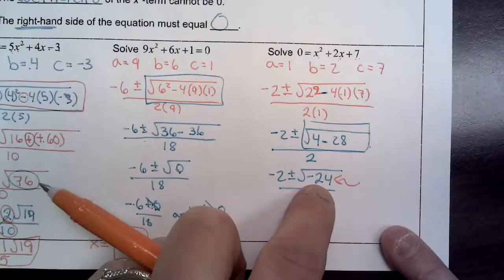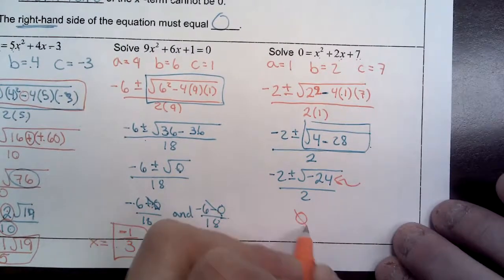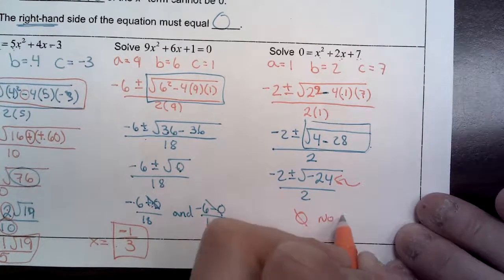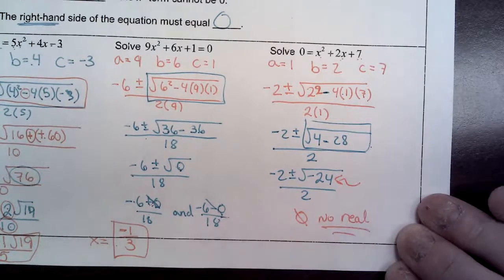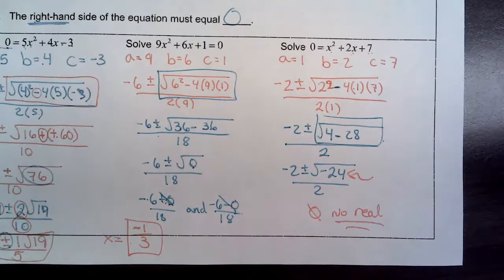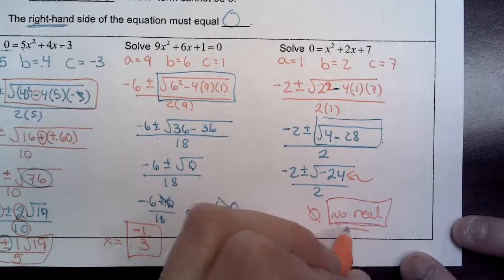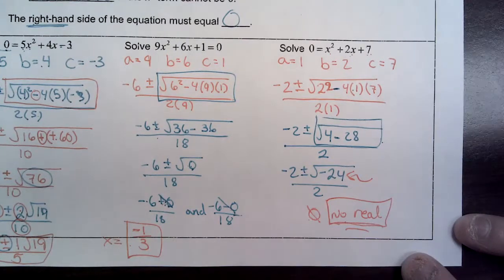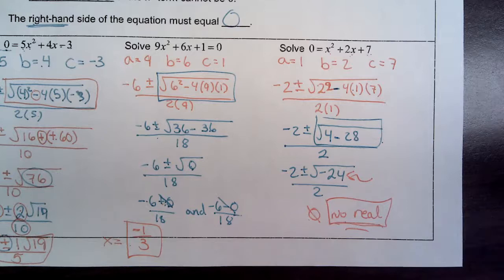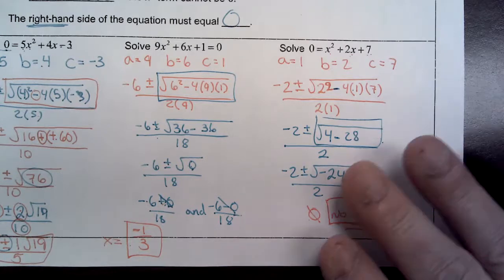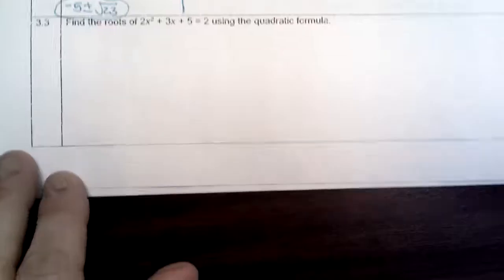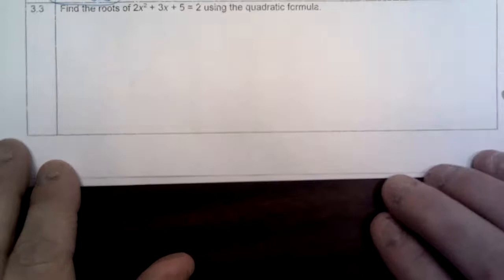So if you get a negative under here, you're going to put no solution or no real solution, because there is a solution. It's just an imaginary number. So you can put no solution, but really it's no real solution, so make sure that you have no real somewhere in there. And that's going to lead us into our next discussion in just a minute. Okay, so I'm going to go on ahead now and we're going to do one more problem.